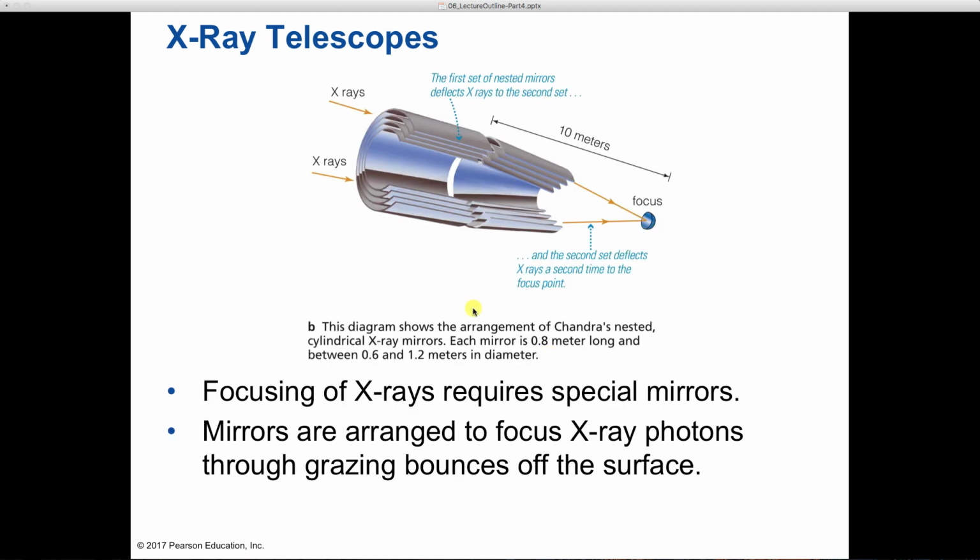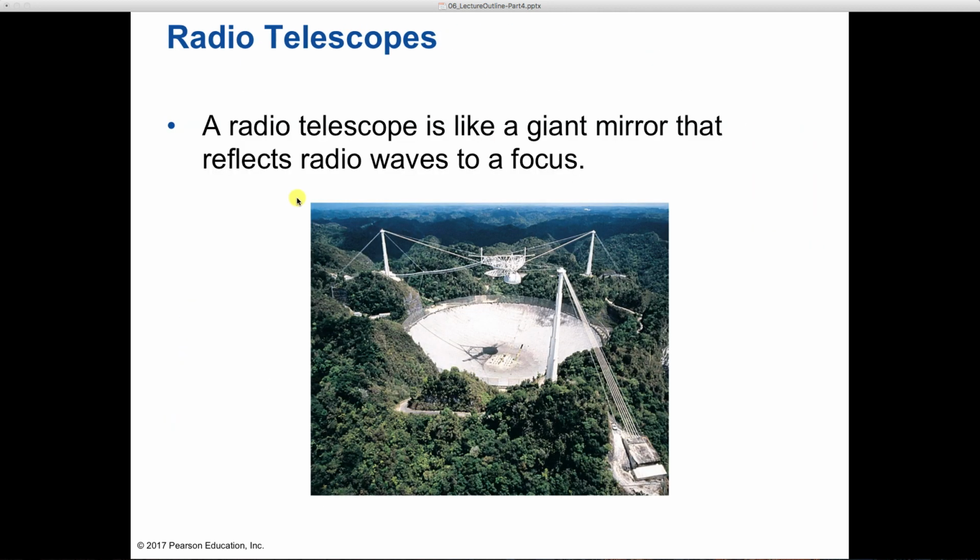So the mirrors that you see in an X-ray telescope don't look at all like the mirrors you see on a visible light telescope. If we go back for a second, if you had a mirror like this, just a dish-like thing, whether it's a glass mirror for a visible light telescope or this mirror that we see here for the radio waves, if X-rays came down and hit it, they wouldn't bounce off and go to a focus point.